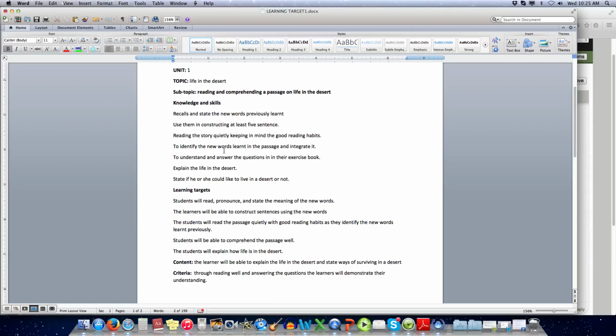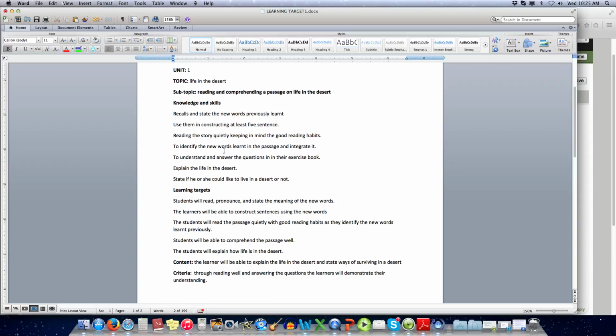I'm seeing this next one, which is connected to your top one: after being able to state the meaning, learners will be able to construct sentences using the new words. That one seems fine. I see that they're going to write sentences for this learning target. Now the next one: students will read the passage quietly with good reading habits as they identify the new words learned previously. I see two here as well. The first one, students will read the passage quietly with good reading habits.